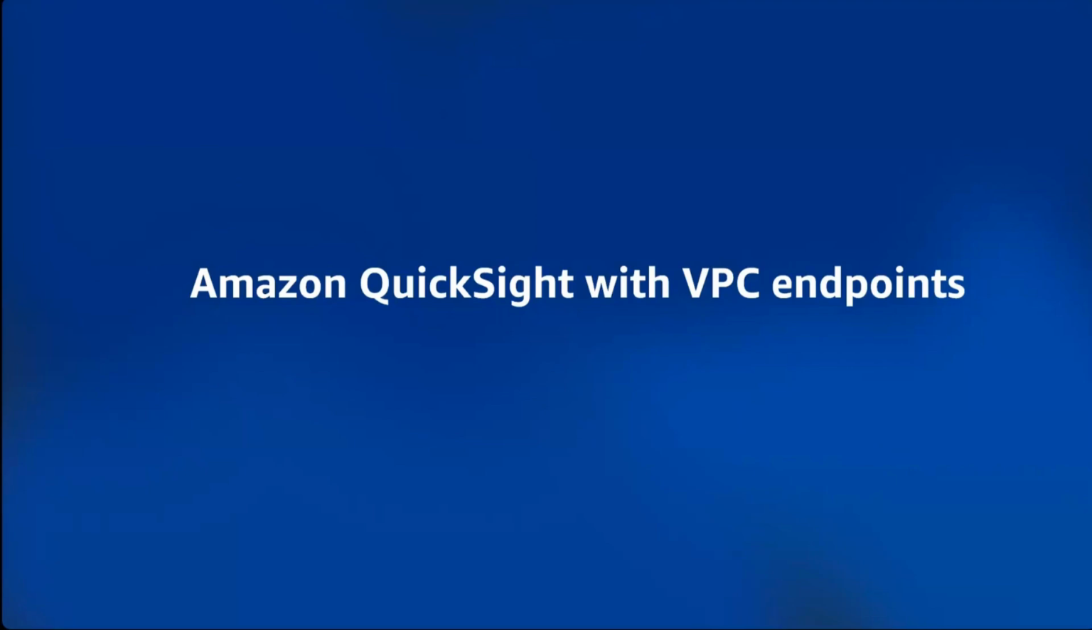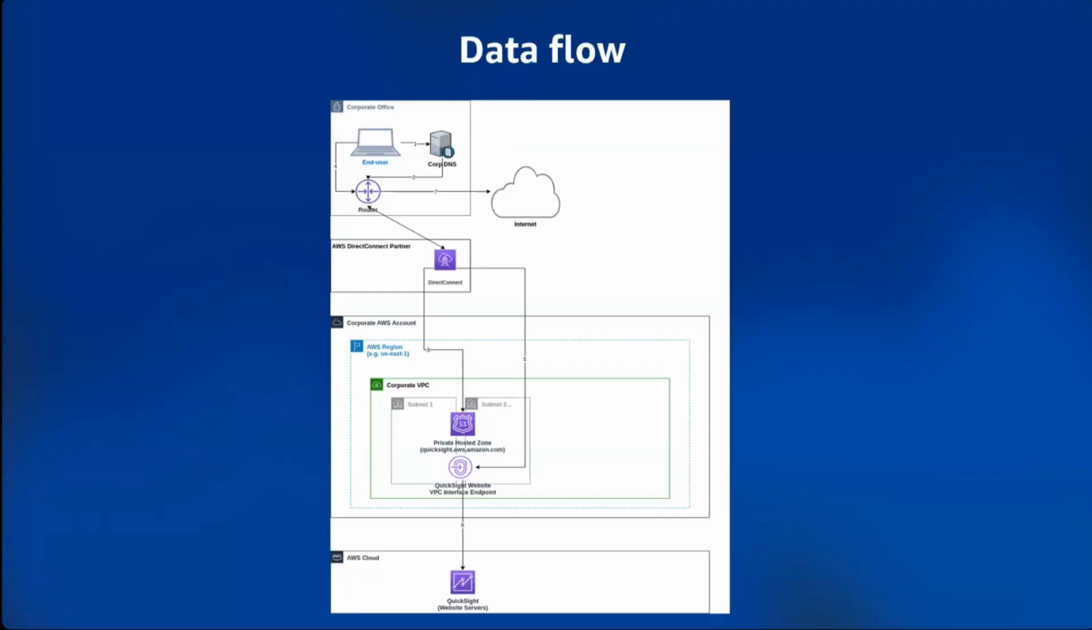Which means if you have a multi-account model and you want only specific accounts to be accessed, you can configure that through specific policies, which we'll look at in the demo today. Finally, we will demonstrate how to establish this end-to-end private connectivity from on-premise users to a QuickSight website using the VPC endpoint. Now let's take a look at the data flow.